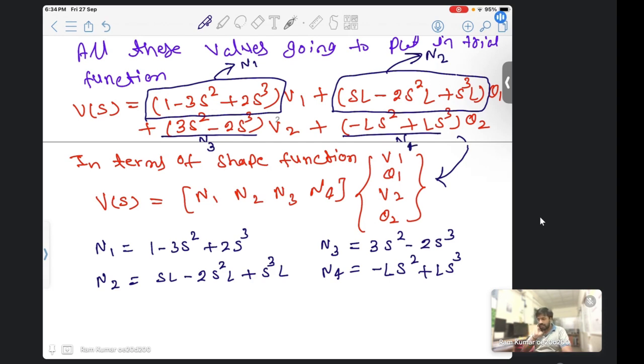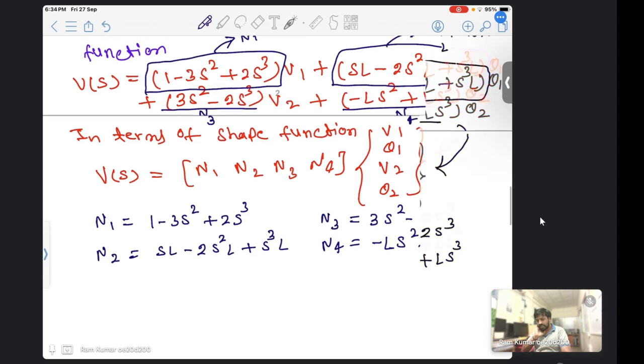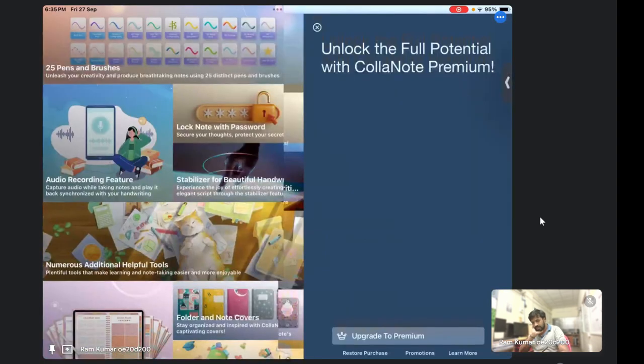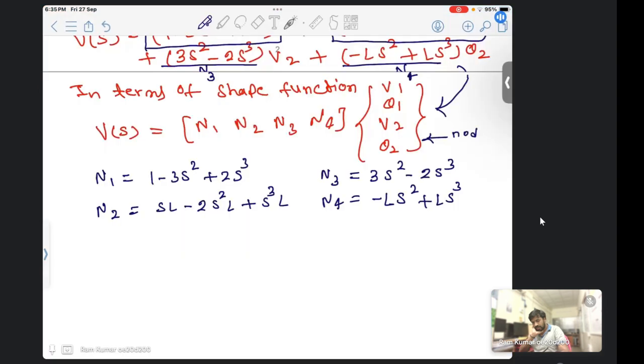Okay. Then what is nodal displacement? This is our nodal displacement.